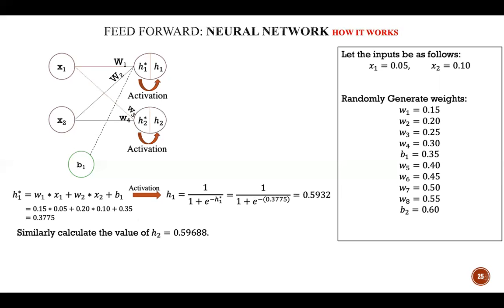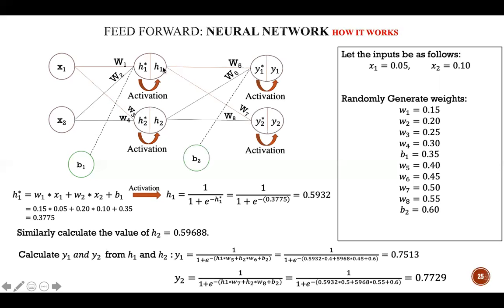You do exactly the same thing for H2. W3 and W4 are given. Again, X1 and X2 are given. Bias 1 is given. You follow the same strategy and you get 0.59688 for H2.